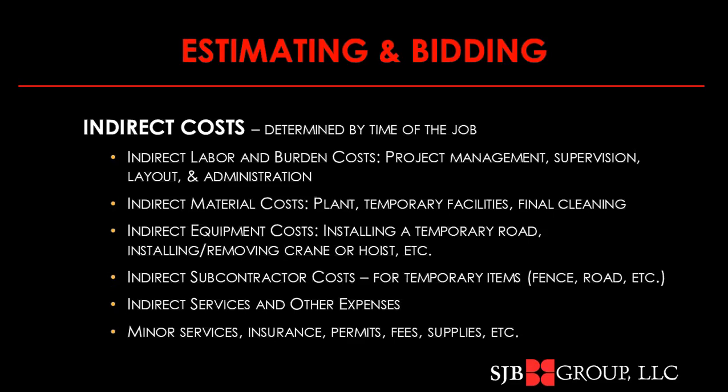Now let's talk a little bit about our indirect costs. These are quite often determined by the time of the project, how long the project takes. Your indirect labor and burden costs have to cover our project management, our supervisors, maybe our layout people. Larger projects, we may have an administrative group on the job site. Our indirect material costs might include that asphalt or concrete batch plant we had to set up, a temporary office we had to put in place, or one that we had to provide for the owner's representative.